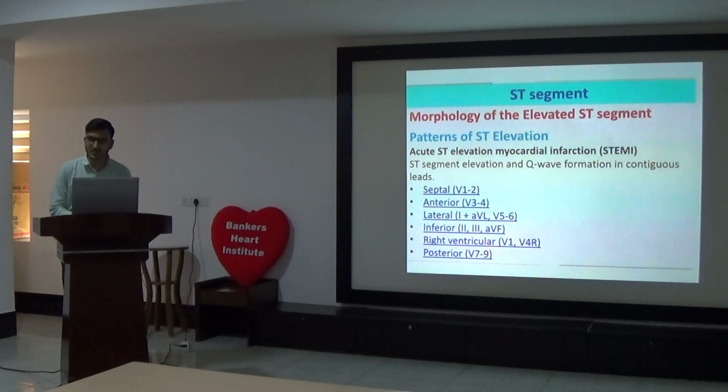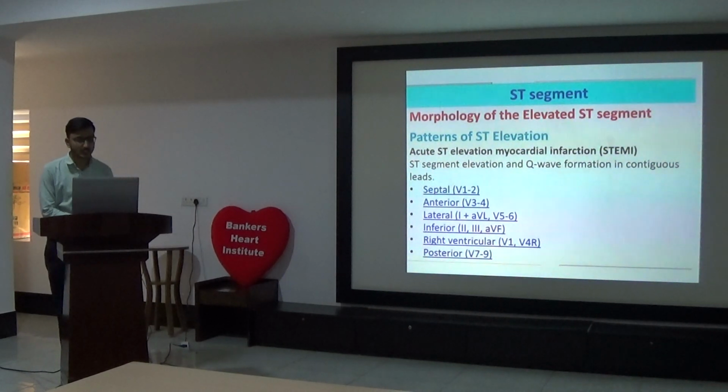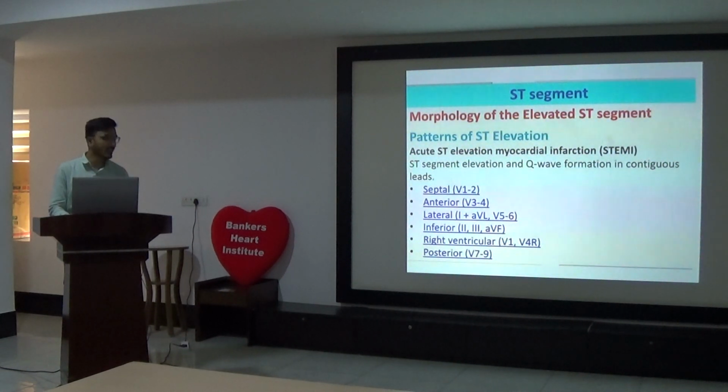So ST segment elevation with U wave formation in continuous leads shows myocardial infarction. And depending upon the ST segment elevation in different leads, we can differentiate the localization of myocardial infarction. Like V1, V2 elevation shows septal myocardial infarction, anterior in V3, V4, lateral leads like 1, AVL and V5, V6 show lateral myocardial infarction, and inferior leads like 2, 3, AVF; right ventricular V1 and V4R; and posterior V7 to V9, or ST depression in V1 to V3 leads, in posterior myocardial infarction.